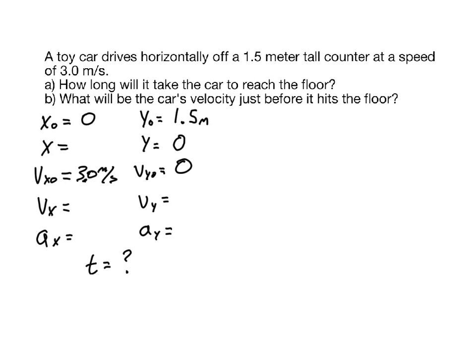Now, if gravity's pulling on it, we know that the acceleration must be that number we use for acceleration due to gravity, which is 9.8 meters per second squared, and that's downward. In the y direction, I'm saying downward is negative here, so negative 9.8 meters per second squared.